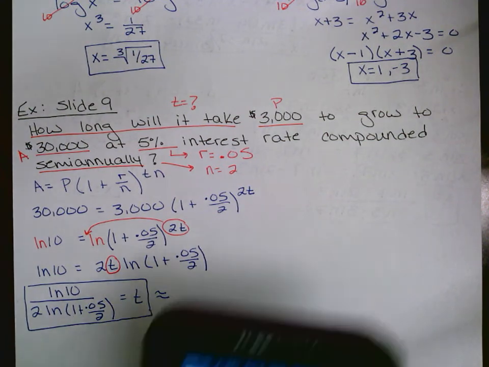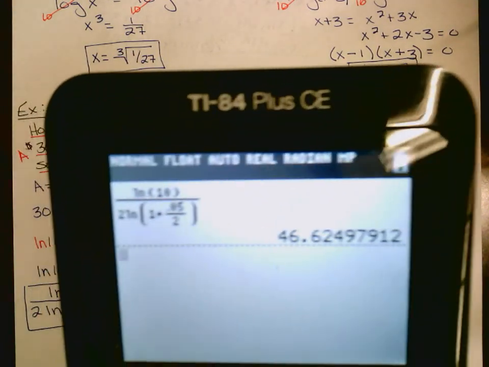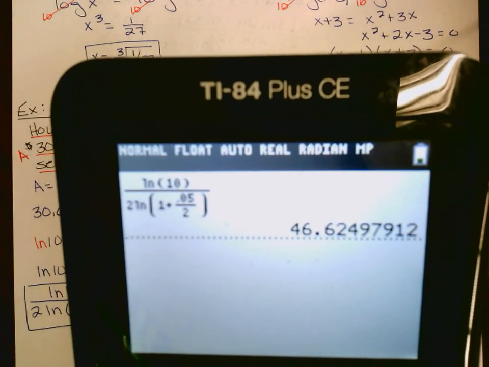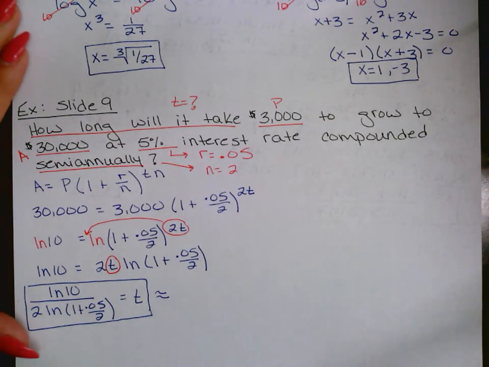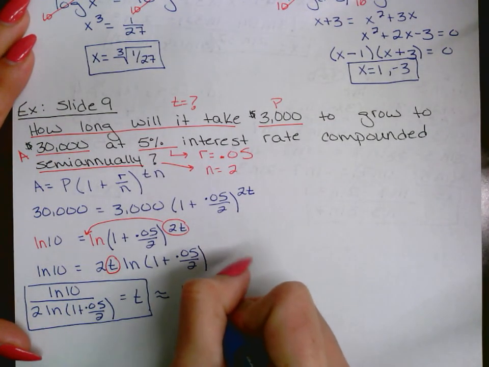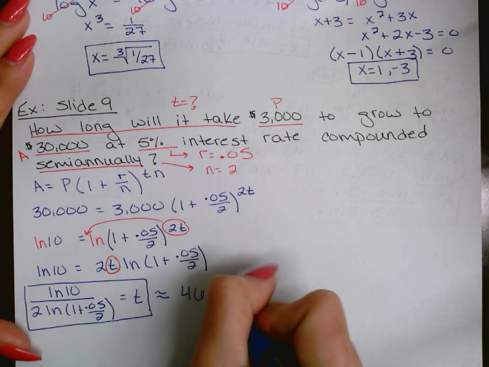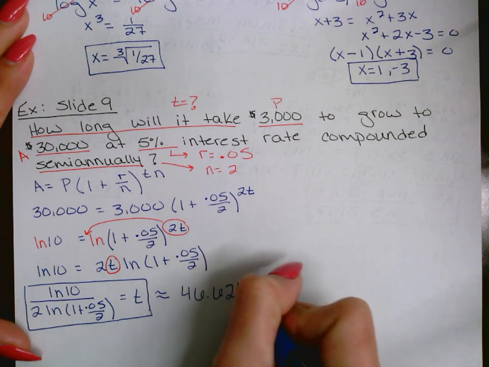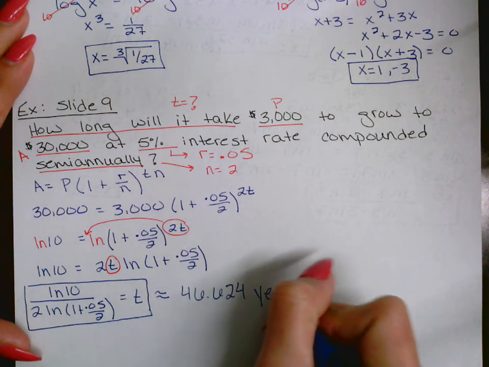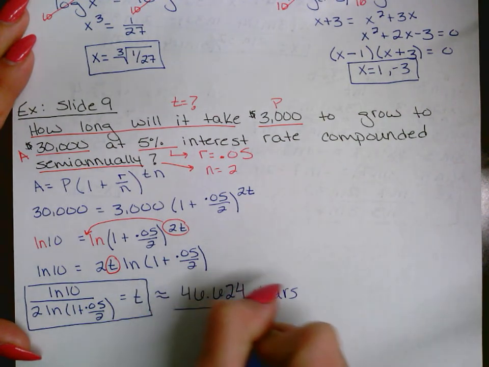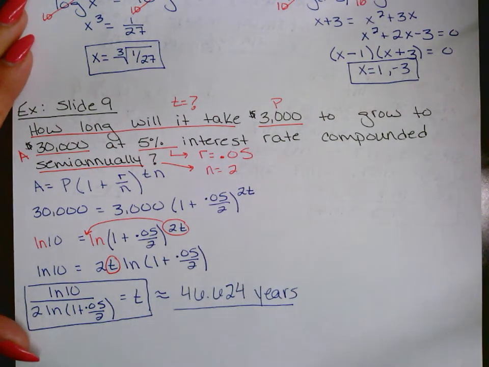All right, so your calculator should look something like this. You should have gotten 46.624 years, okay? So you can't get that money on the 46th year. You have to wait to the 47th year. But you let $3,000 sit. You didn't touch it for 47 years, and it turned into 30,000.